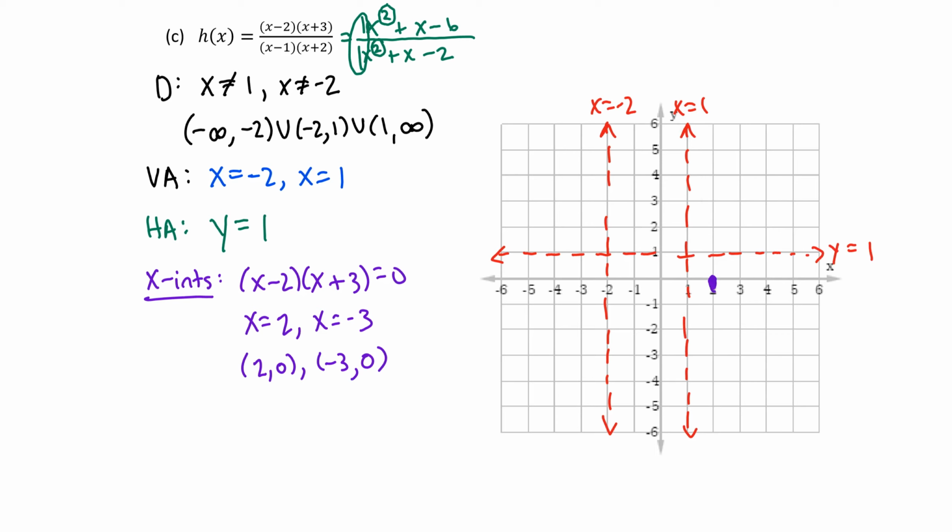(2, 0) and (-3, 0). Always nice to label those carefully with ordered pairs.